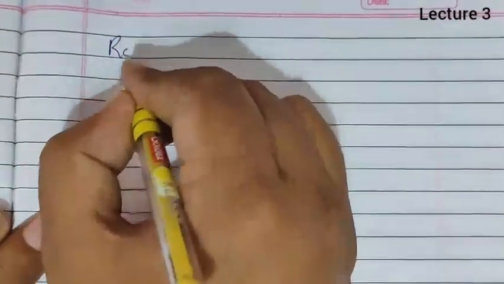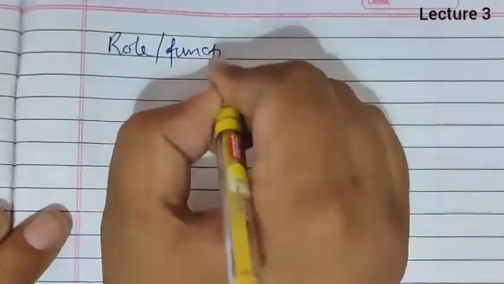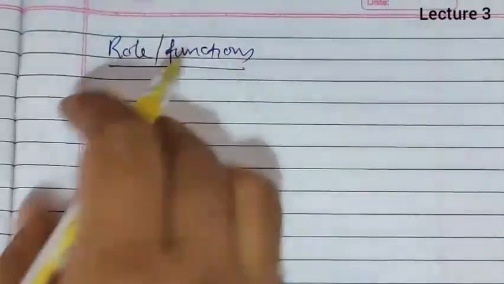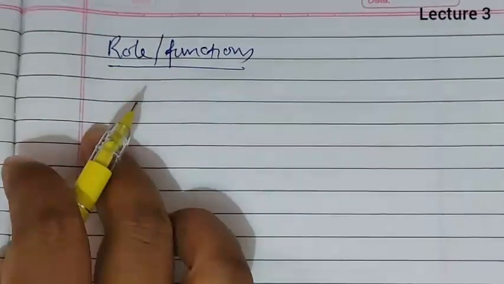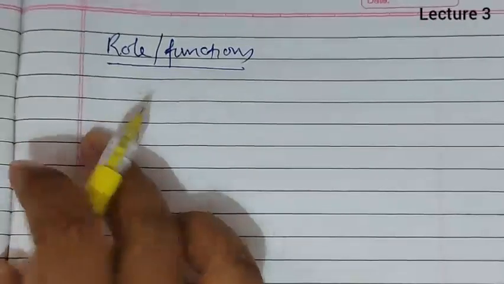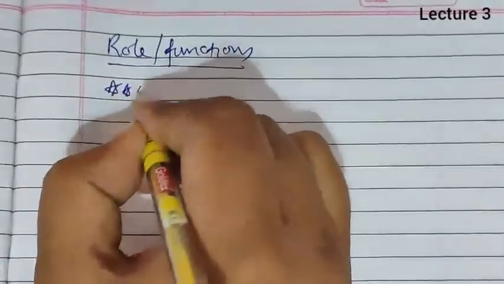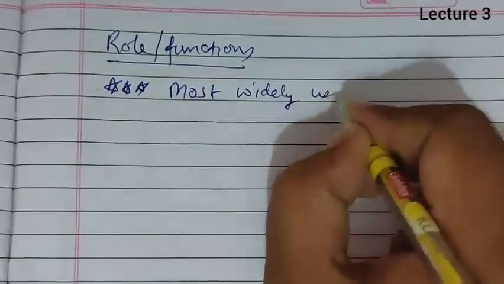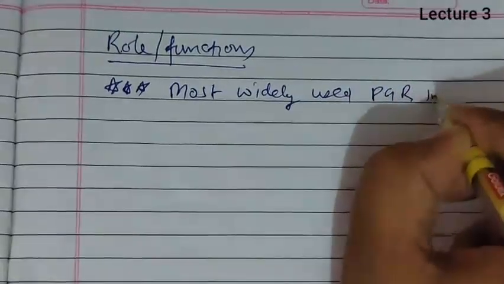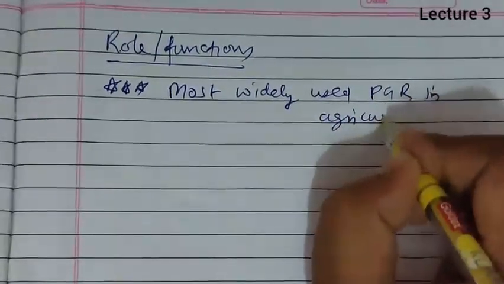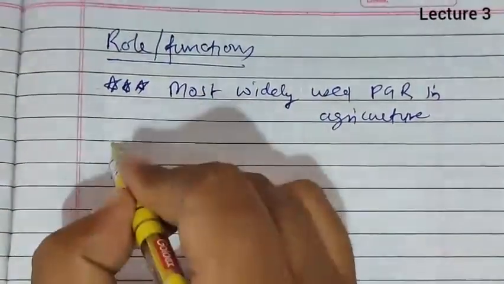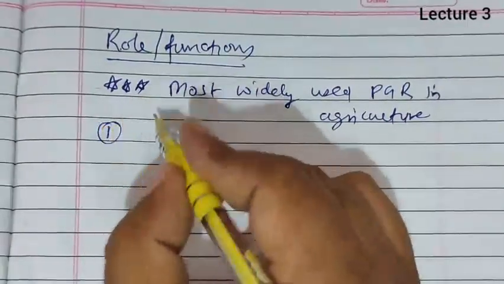Now when we talk about the role or functions of ethylene, then we come to know that it has so many physiological processes, hence it is one of the most widely used PGR in agriculture. So this is the question they usually ask, an important statement with respect to this: most widely used PGR in agriculture. Now if we talk about the role, the first role is inhibition of stem elongation.